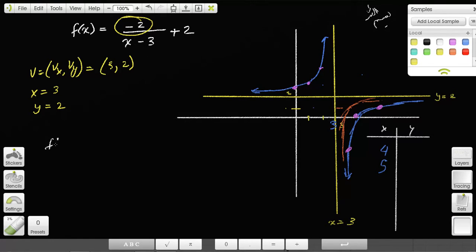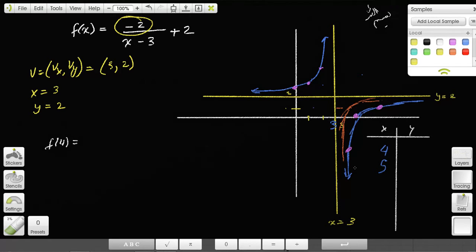If you plug in f of 4, you get negative 2 over 1 plus 2, right? Yes? You do it. I'm not going to do it. Okay, plug in 4. What did you get? You're plugging 4 over here, right? No, no. So what's the value of the function? You're trying to find some points on the function, right? So what's the value of the function when x is 4 is what I want to know. How do you figure that out?